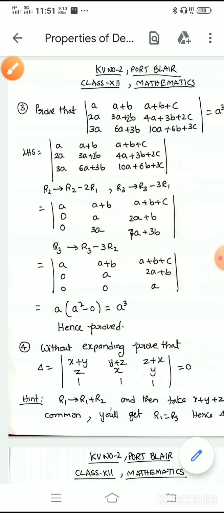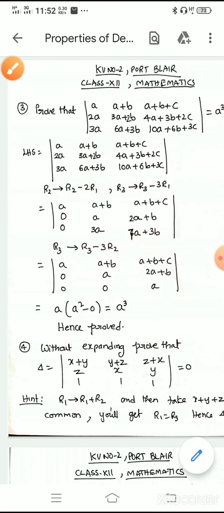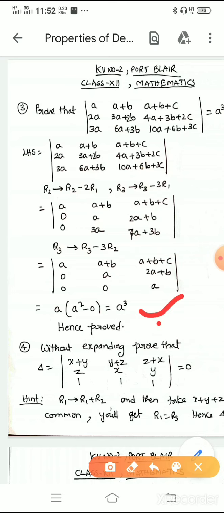If we apply the operation, we get 0, a, 2a plus b in the second row and 0, 0, a in the third row, because the second row remains the same. There is no change in the second row because we are doing the row 3 operation. So the answer will be like this. After this, try to expand it. If you expand, you will get a into a square minus 0 into anything, which will be 0. So a into a square is a cube, hence proved. Like that we can prove it.